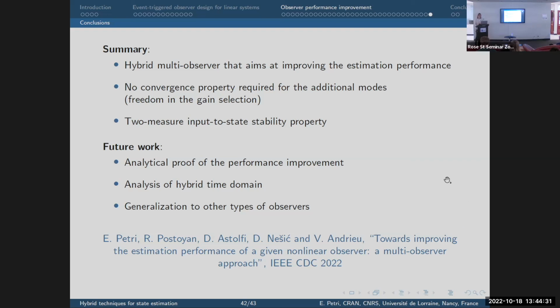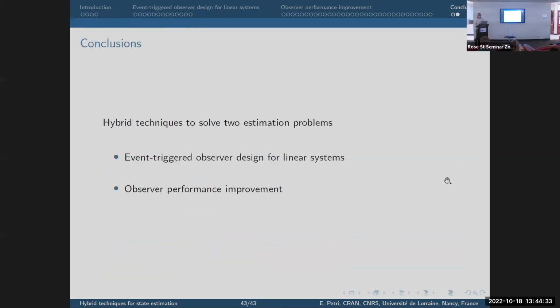I will now conclude the whole talk, saying that in this talk, I presented two problems where we use hybrid techniques to solve two estimation problems. In the first part, we saw an event-triggered observer design for linear systems, while in the second part, we saw how we use hybrid techniques and the multi-observer to improve the estimation performance.